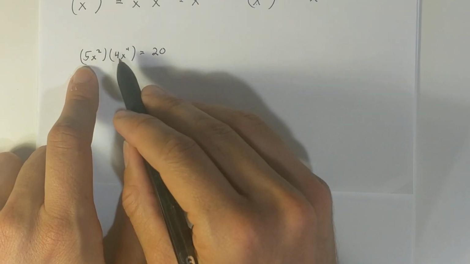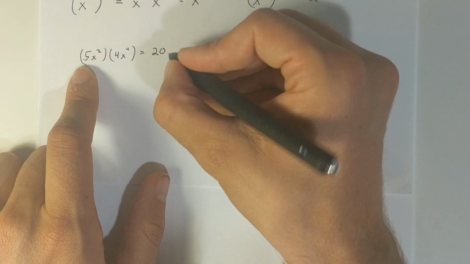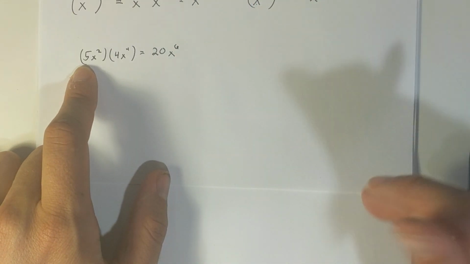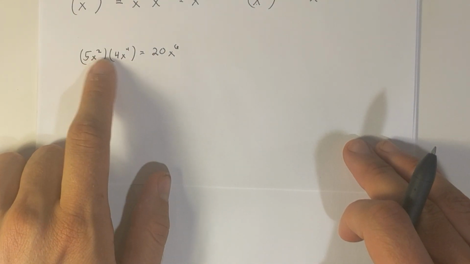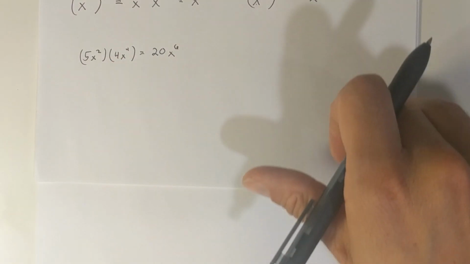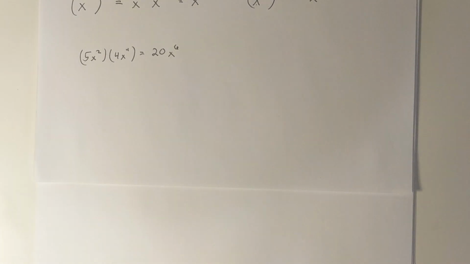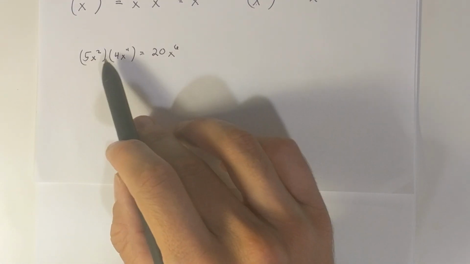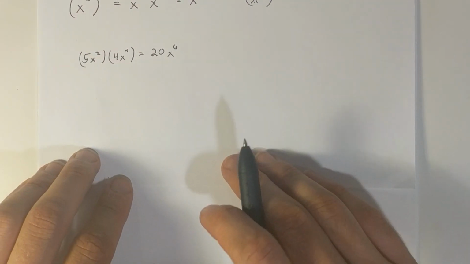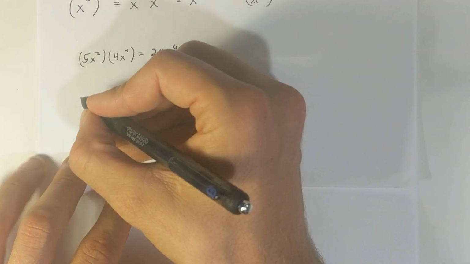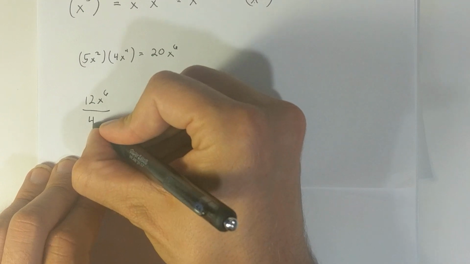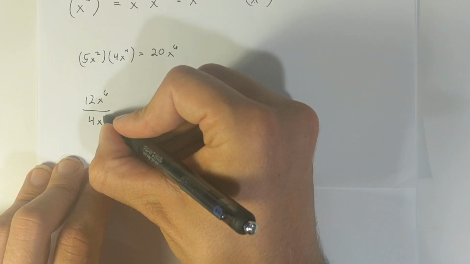I also have an x squared and an x to the 4th. I can put those next to each other and multiply them. And we already know that property means it's going to be x to the 6th, 4 plus 2. So 5x squared times 4x to the 4th is 20x to the 6th. That's a simple one, right? Let's do another simple one, but this time, instead of the two monomial terms being multiplied, let's have them be divided. So what if I do 12x to the 6th over 4x to the 2nd?